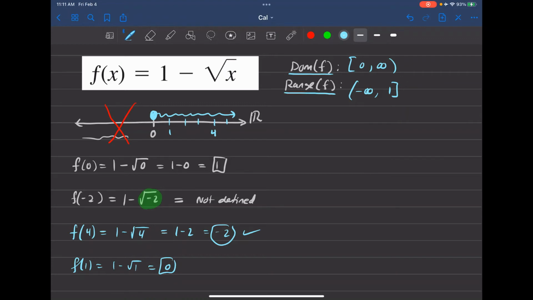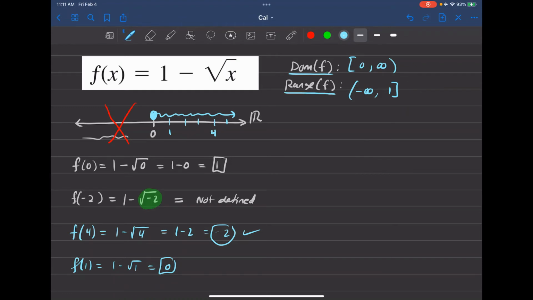Another way to see this problem is to simply look at its graph, and you'll see that the range is all negative numbers up to 1. 1 is the highest number we can get for this particular formula.